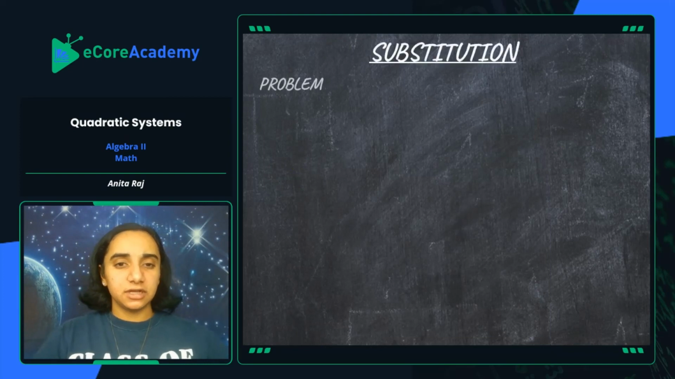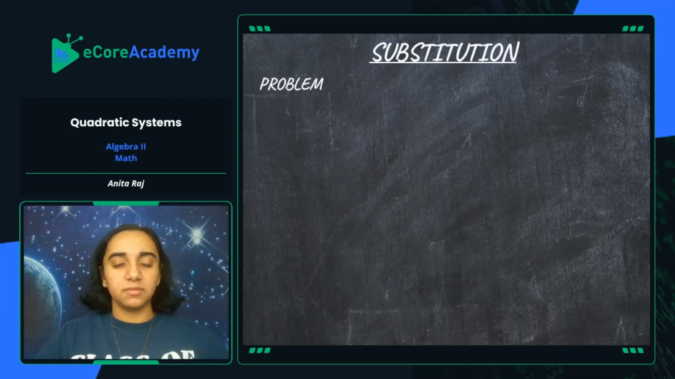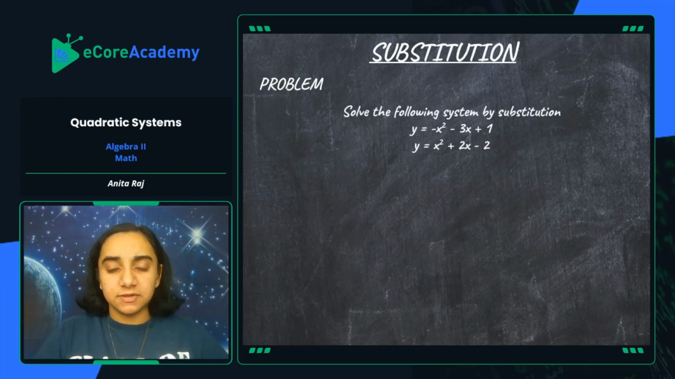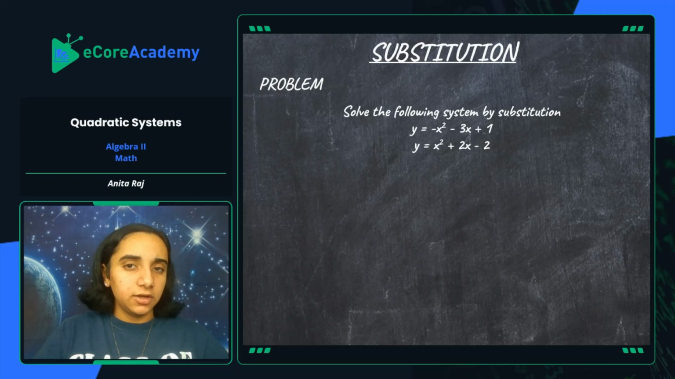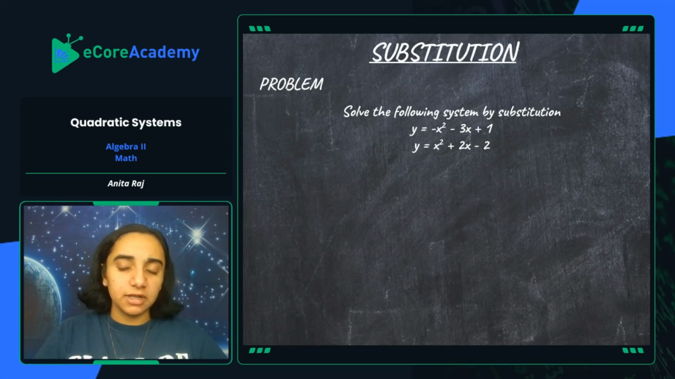Okay, so let's move on to the next problem, and it is on substitution. So we are going to be using the substitution method. In this problem, you have the following: solve the following system by substitution. So here are the two quadratic equations. In this case, quadratic systems don't just involve one linear term and one quadratic term. You'll either have a linear equation and a quadratic equation, or you might have two quadratic equations as you see here. So our first one is y equals negative x squared minus 3x plus 1. Our second one is y equals x squared plus 2x minus 2.